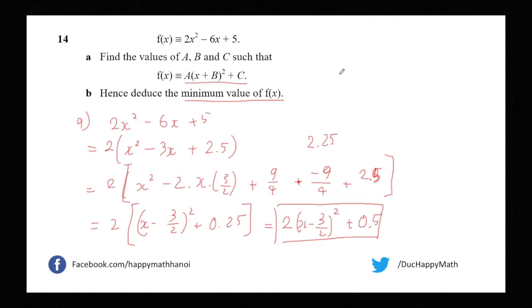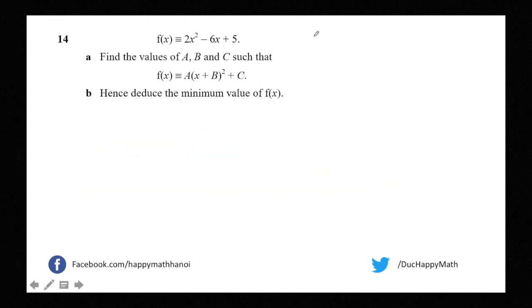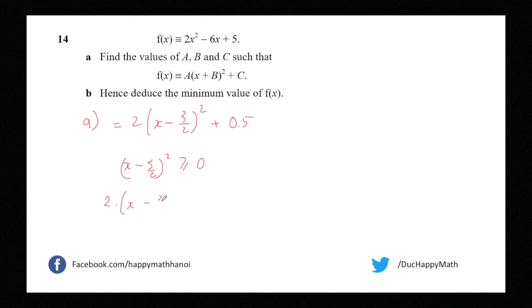And question B, you will have the minimum value of f(x). So let's remember the completing the square is x minus 3 over 2 square plus half. So the square is always greater than or equal to 0. So you times 2 on both sides of the inequality, it is still greater than or equal to 0. So I will take plus 0.5 on both sides of the inequality.